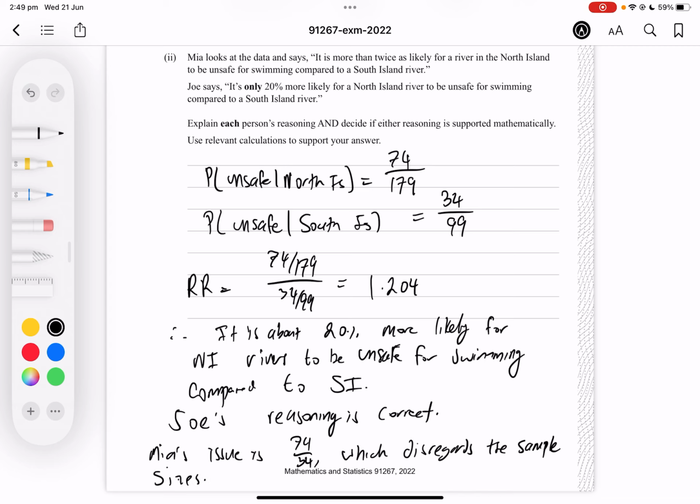Okay, and that's it for this question. So if you can get the correct relative risk, explain the interpretation, so 20% more likely for North Island rivers to be unsafe compared to the South Island, say that Joe's reasoning is correct, and explain that Mia's reasoning of 74 over 34 is not correct because it's a different sample size, then if you cover all three of those points, you'll get a T2. To get a T1, if you can interpret the relative risk in context and explain why Joe is correct, then you'll get a T1. So you have to explain why Joe is correct and why Mia is incorrect to get the full mark for this question.